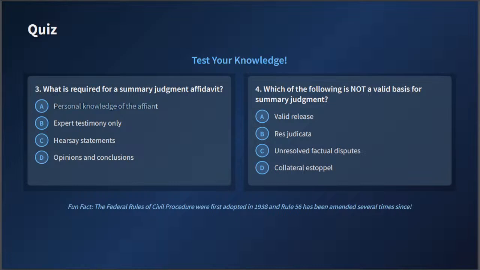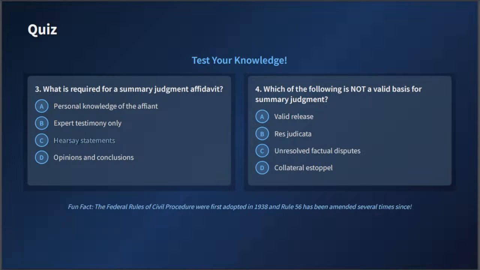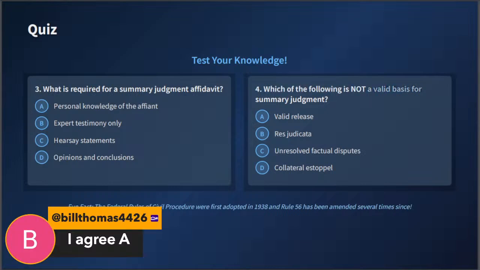Is it personal knowledge of the affiant? A, expert testimony only for B, hearsay statements for C. Jenk 494 says, capital A. Okay, I would kind of say that too, because when we talk about affidavits, it's pretty straightforward. All right, so now we're on to question number 4. Bill Plymouth 4426 says, I agree A. Yeah, that's an easy one there. We want to kind of keep this fun.